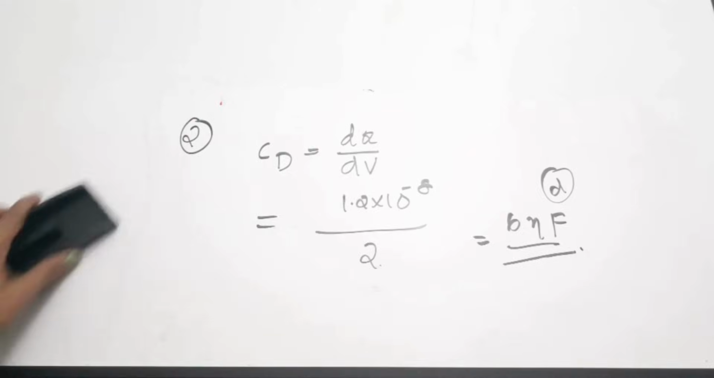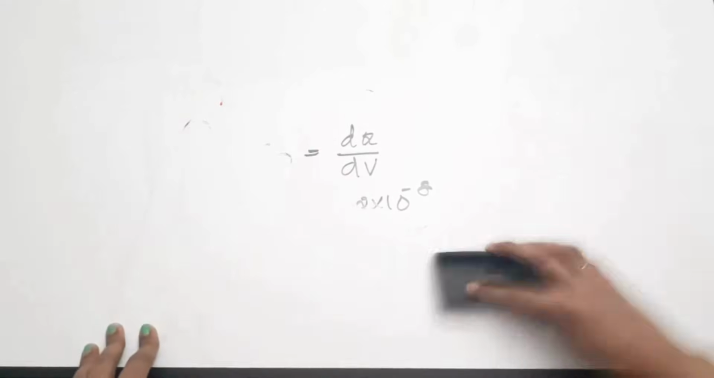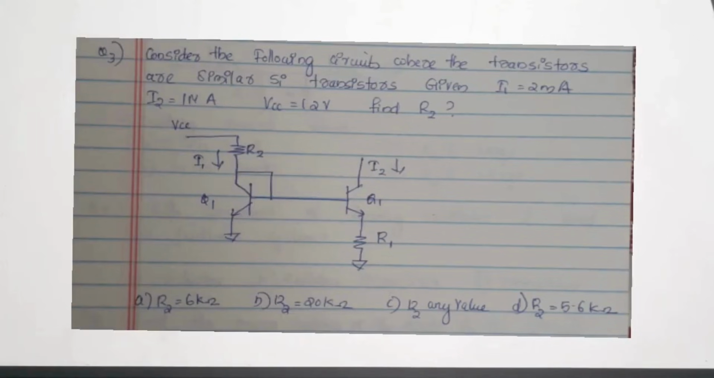Moving on to the third question. Consider the following circuit where the transistors are similar silicon transistors. Given I1 equal to 2 milliampere, I2 equal to 1 microampere, VCC equal to 12 volt. Find the value for R2. Okay, so you need to find the value for R2.